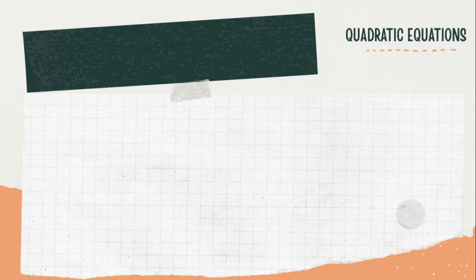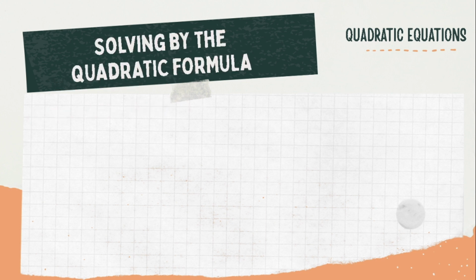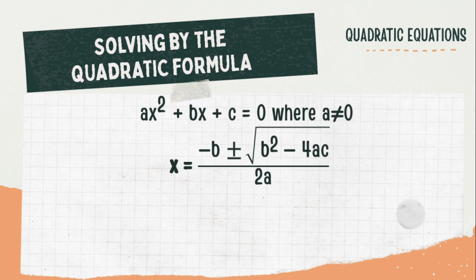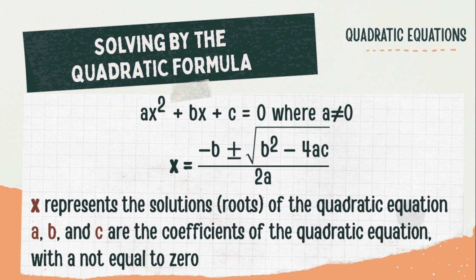And lastly, another way of solving quadratic equation in the form ax squared plus bx plus c is equal to 0, where a, b, and c are real numbers and a should not be equal to 0, is the quadratic formula x is equal to negative b plus or minus square root of b squared minus 4ac over 2a, which is derived by the use of completing the square and finding the square root methods, where x represents the solutions or roots of the quadratic equation.